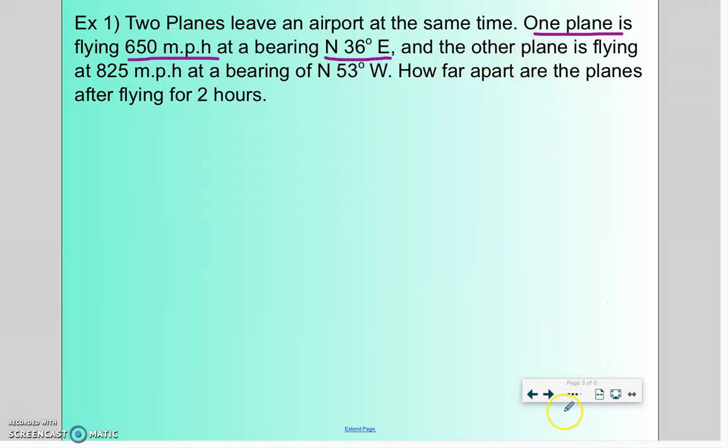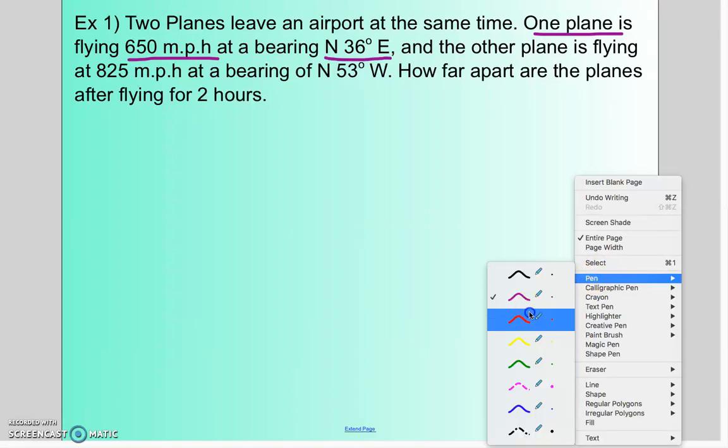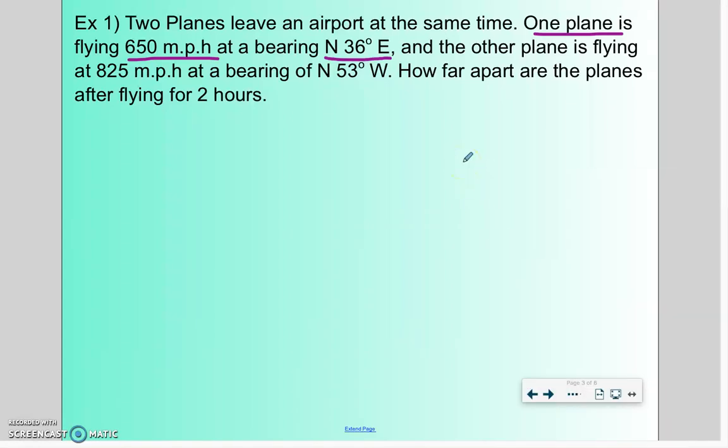And then we have a second plane, which is flying at 825 miles per hour at a bearing of north 53 degrees west. So second plane, 825 at a bearing of this. How far apart are the planes after 2 hours? So let's get a picture here of what's going on. So first of all, we have an airport. So we'll label that A.